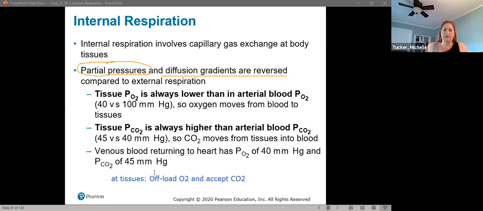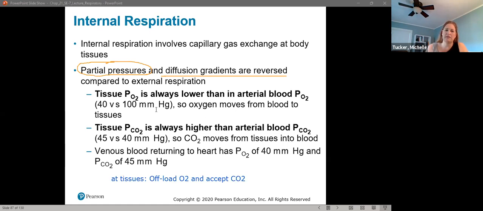So if we're offloading oxygen, the blood partial pressure of O2 has to be higher than the tissues, and it always is. So tissue PO2 is always lower than arterial blood PO2. Arterial blood PO2 is at 100. Average tissue is 40, so oxygen moves from the blood to the tissues. Tissue PCO2, because we're metabolizing and producing CO2, will always be higher than that found in arterial blood. So CO2 moves from the tissues to the blood.